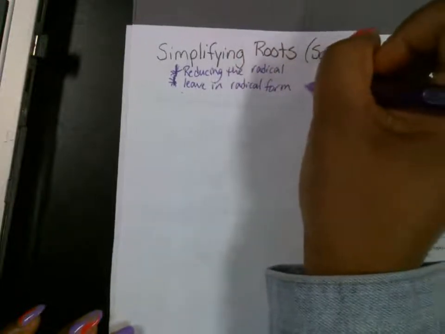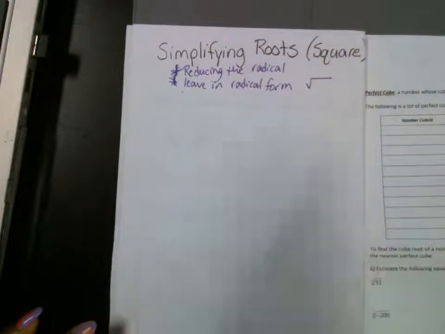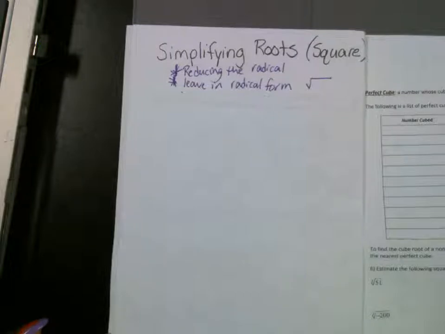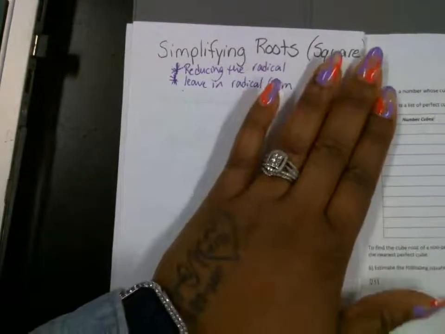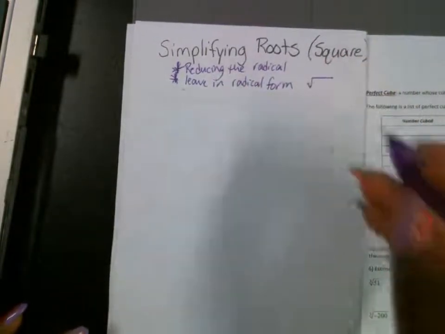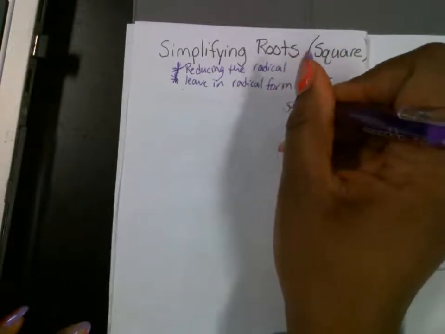You're going to leave it in radical form, square root. So you're just reducing it. All right, so now we're going to do some steps. I'm going to pause to give you a chance to write.